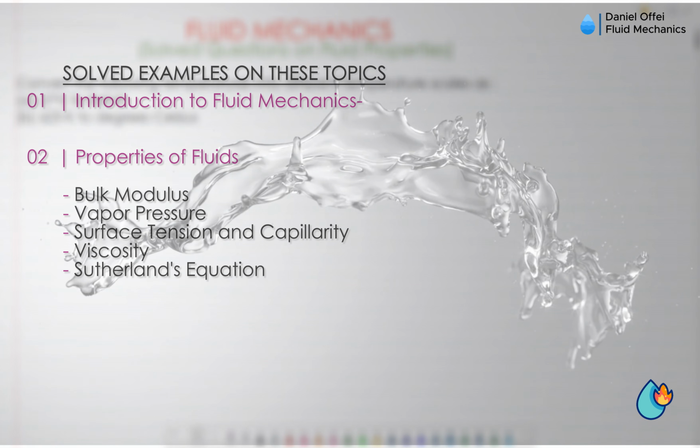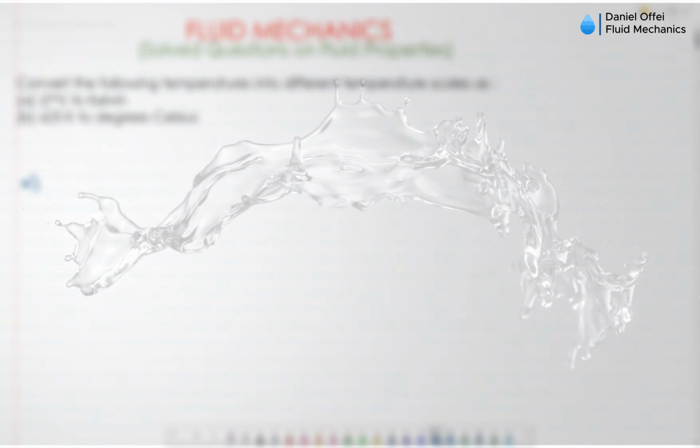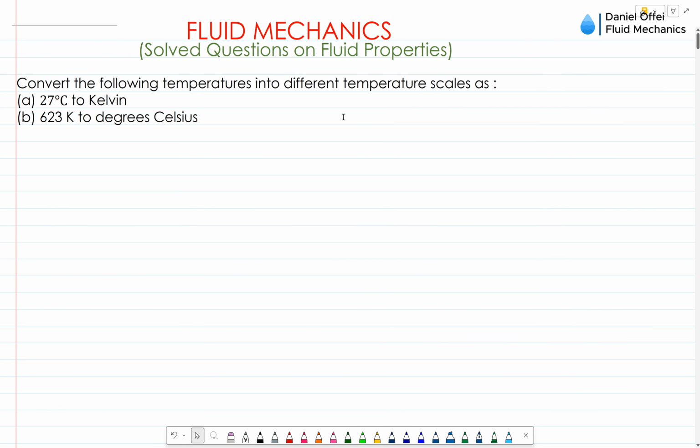Now that we have an idea of how these properties work, let's solve some questions on these few topics. So let's start with something easy. This question is just about converting temperature from one scale to another. So the first one is to convert 27 degrees Celsius to Kelvin. And then we also have from Kelvin to degrees Celsius.